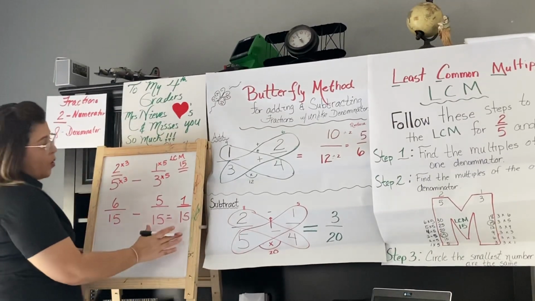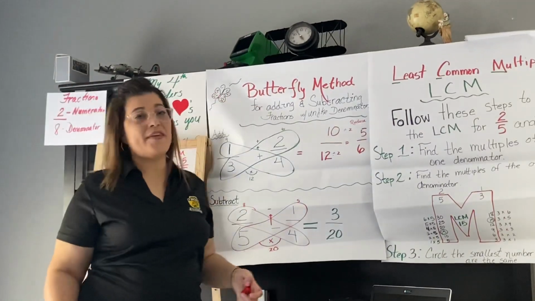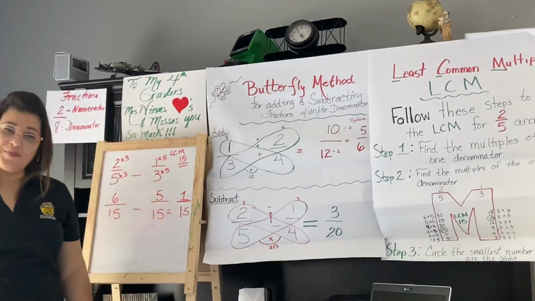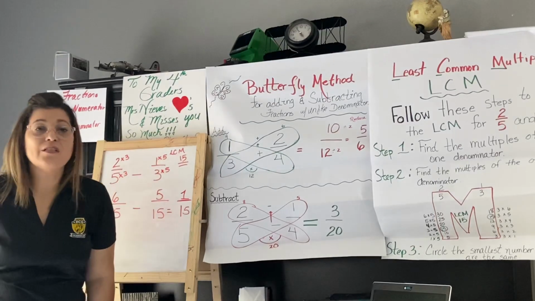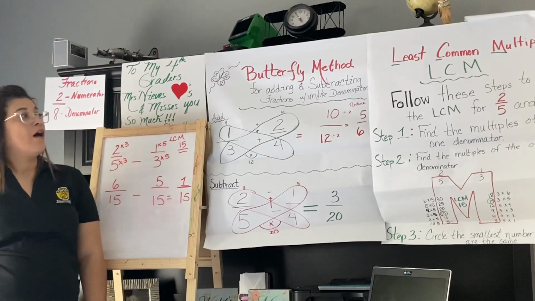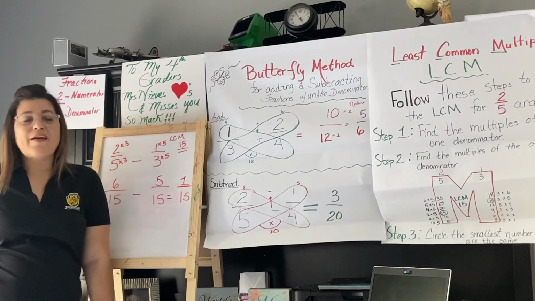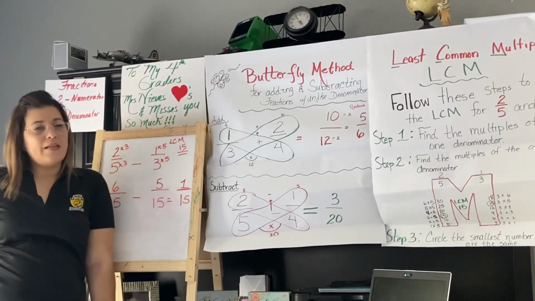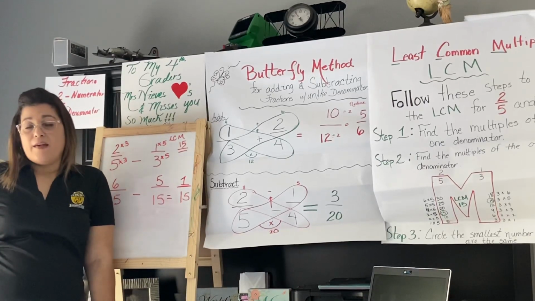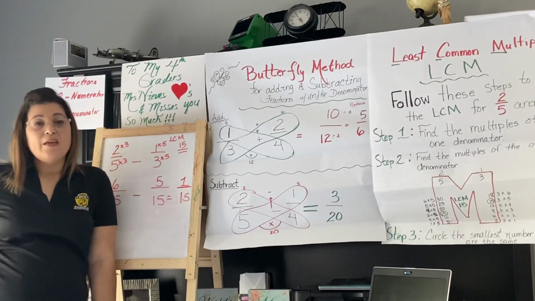So if you want to use it this way or the butterfly method, whichever you want to use, and you feel comfortable doing it, is fine with me, okay? So today you're going to be doing lesson 17-7, which is subtracting fractions with unlike denominators, okay? So take your time doing it. If you have to watch the video a couple of times, do so. That's why I'm doing this for you.